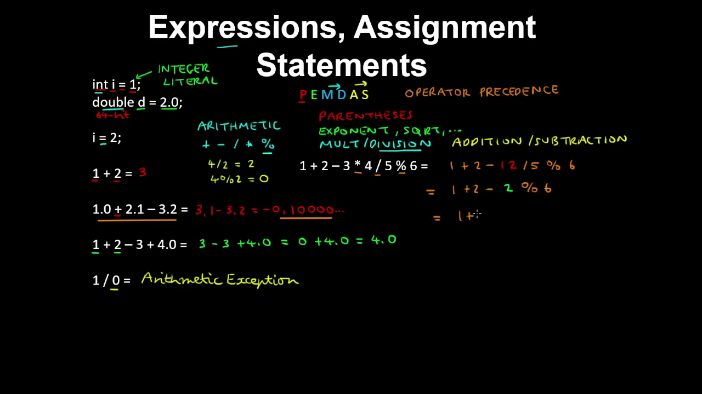And then we have 1 plus 2 minus, and 2 modulo 6 is basically 2 divided by 6, and we take the remainder, which is 2. So effectively 2 is equal to 0 multiplied by 6 plus 2, where 2 is the remainder. And now we evaluate addition and subtraction from left to right. So 1 plus 2 is 3, minus 2, which finally gives 1.